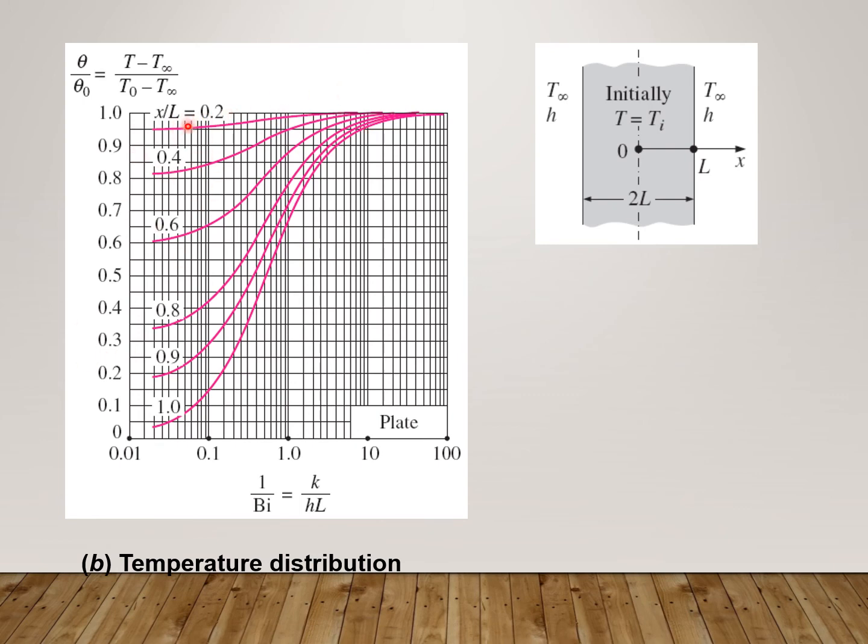For different values of x by L, we get 0.2, 0.4, 0.6, 0.8, 0.91, where 1 by Bi is equal to k by hL. So this is the temperature distribution graph.